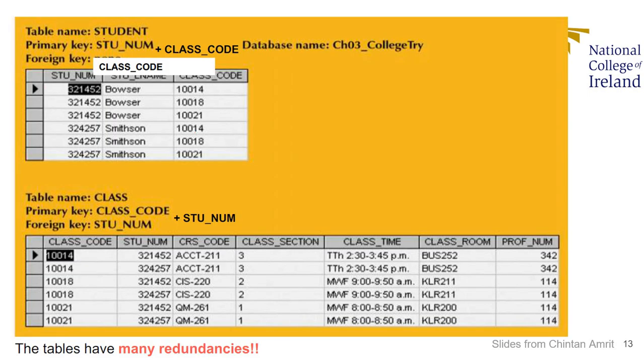Let's have the table with student and the table with class. So the student table and the class table. This table has many redundancies because for each student, we add a class code. So Bowser shows up here because he's taking the first class, shows up here because he's taking the second class, shows up here because he's taking the third class, and this has a lot of redundancies.